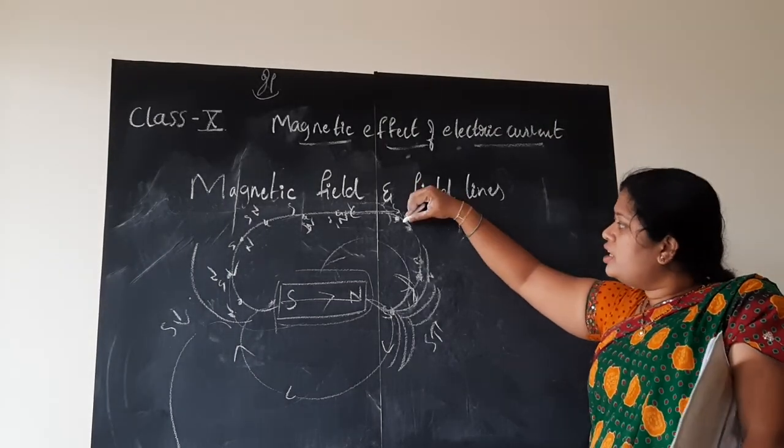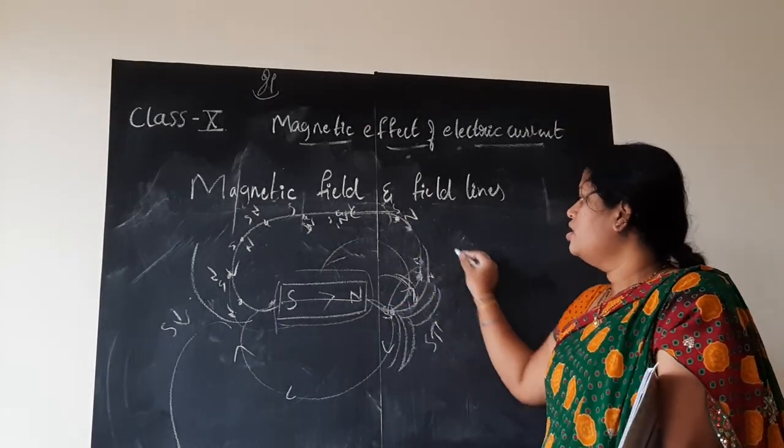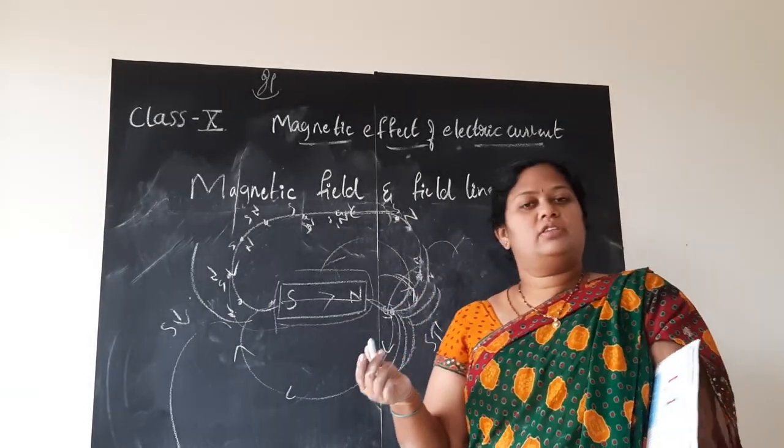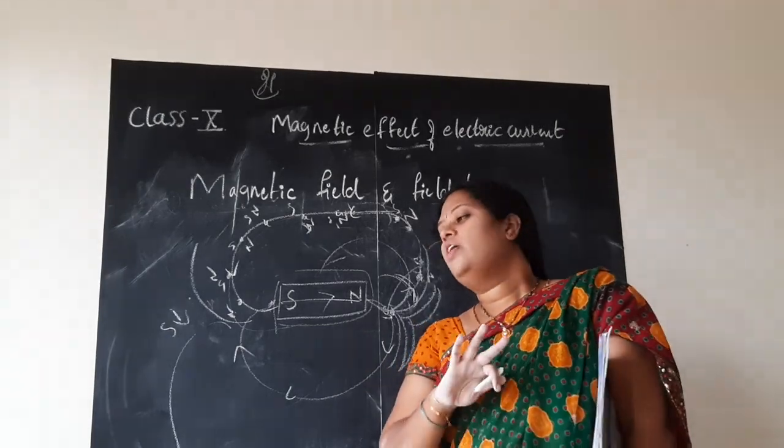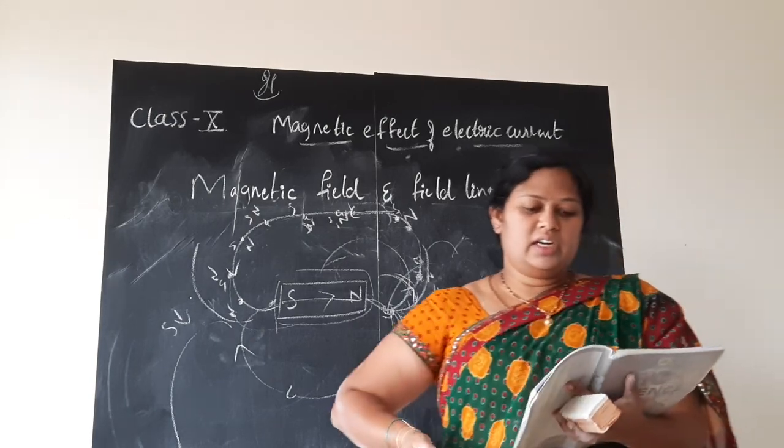It is because if at all they are crossing, then the magnetic field lines would be showing two directions, maybe east and north, south and north, like that. Is it possible? No, it is not possible. Hence magnetic field lines will never ever cross each other. That is what we conclude from this activity, children.